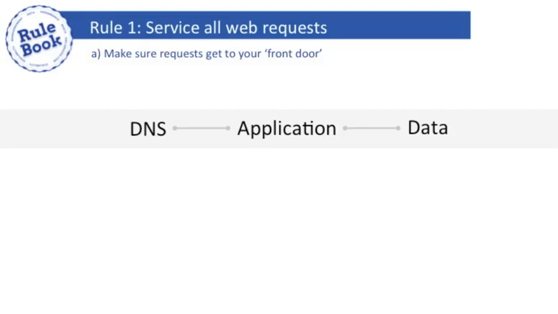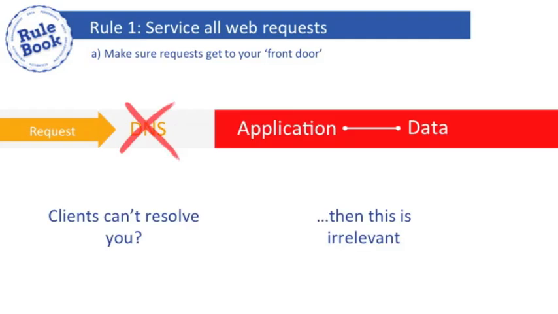So rule 1 is service all web requests, and make sure your requests get to your front door. What do I mean by that? So when a request comes in over the internet, the first thing it does is hit a DNS server, and that DNS server will point to an application, your website, for example. If your customers can't resolve you via DNS, there is no point doing anything to your application and data to make sure it's scalable or available. They simply won't get there. So if your clients can't resolve you, then any sort of technical activity on application and data is irrelevant.